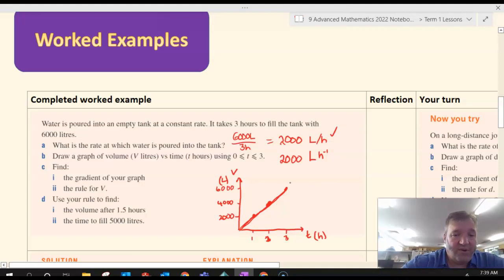The gradient of your graph, well, we already figured that out. It's 2,000. How did I know that? Well, I could look at the rise over run and do it again. But we know that the rate is equal to the gradient. So the 2,000 that I had before is equal to the gradient.